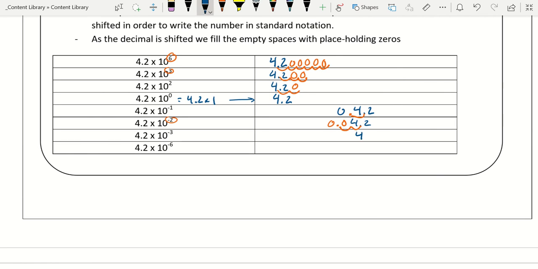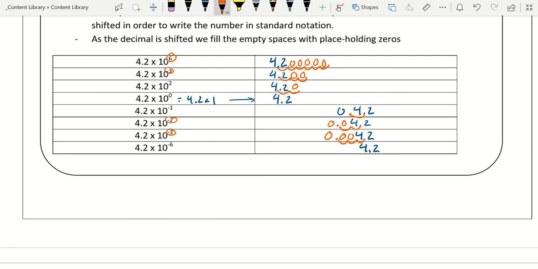Again, let's write 4.2 here again. Let's move that decimal over 3 times to the left. Once, twice, 3 times. And we end up with 0.0042.